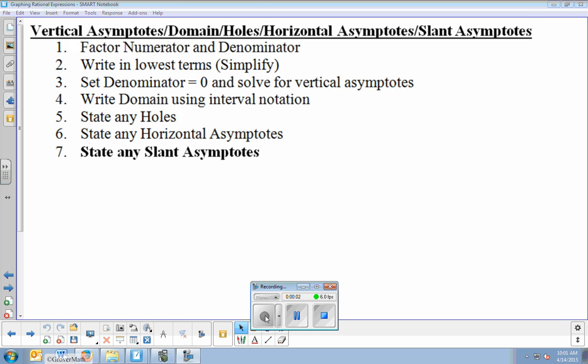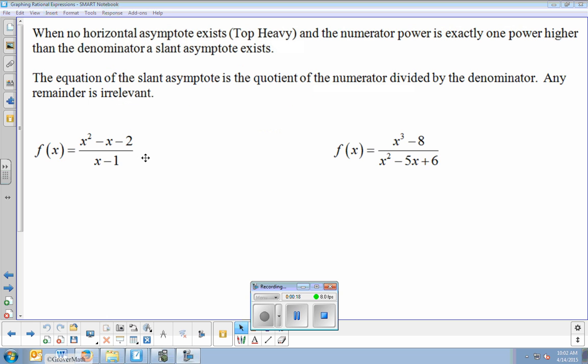Slant asymptotes, pre-college math. So we've discussed vertical asymptotes, domain, holes, and horizontal asymptotes to this point. So step number 7, after you do all of that, is to state any slant asymptotes the rational expression may have. When no horizontal asymptotes exist, and we did horizontal asymptotes in the previous lecture, we learned that there were 3 scenarios of horizontal asymptotes. It could be top heavy, bottom heavy, or equal power, and they meant different things.